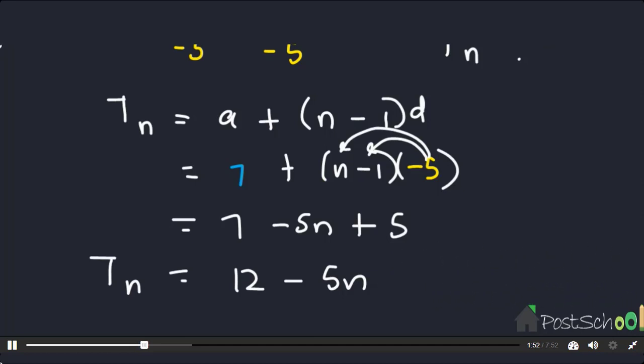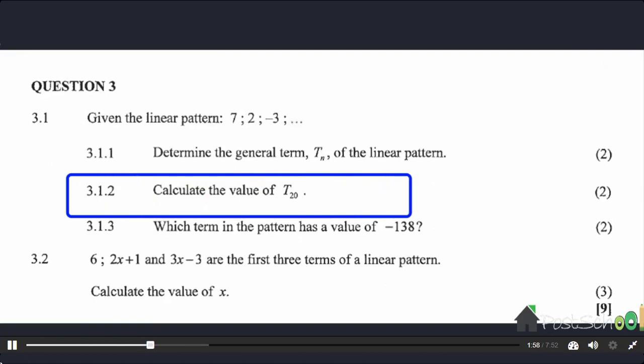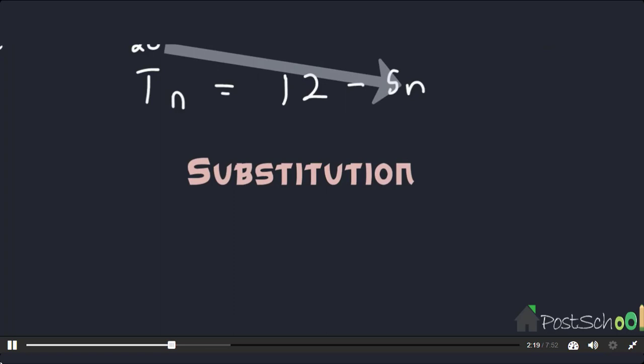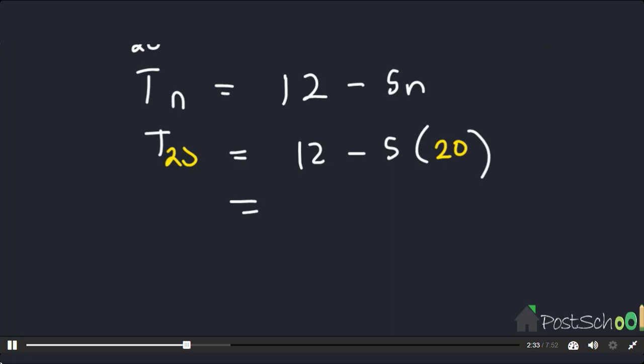Now the second question, 3.1.2, is asking us to determine the value of T20. Obviously, since we want T20 we need the general term. The general term is Tn equals 12 minus 5n. To calculate T20 we just substitute 20 where there is n. So T20 is equal to 12 minus 5 times 20, and we are just going to punch that on our calculator.